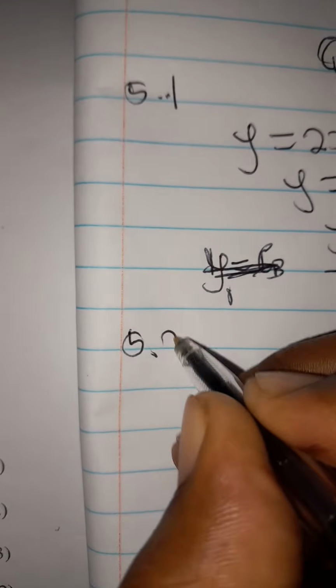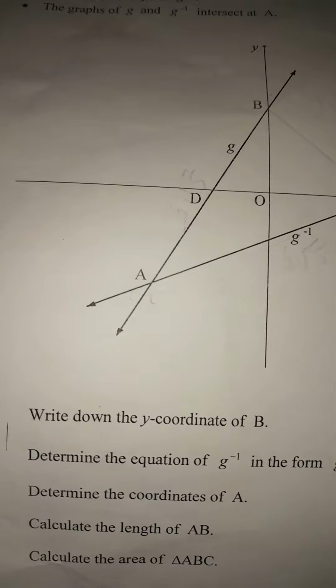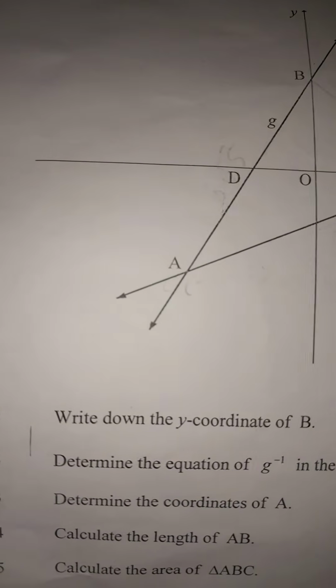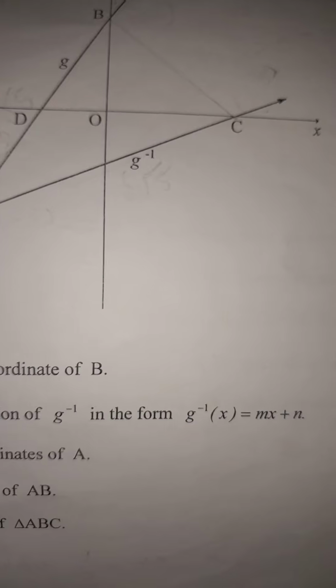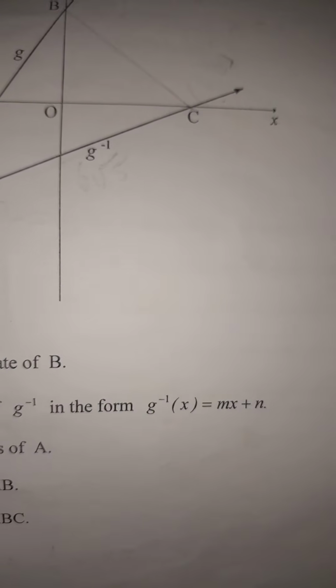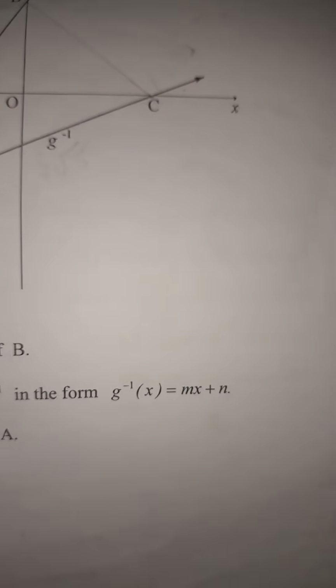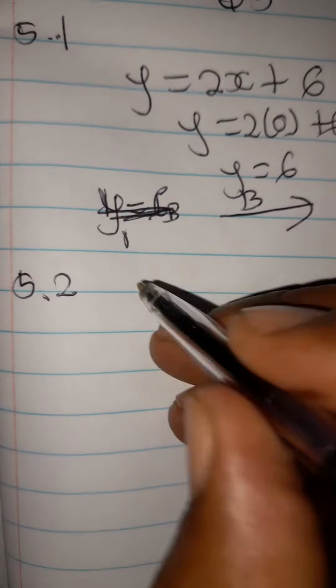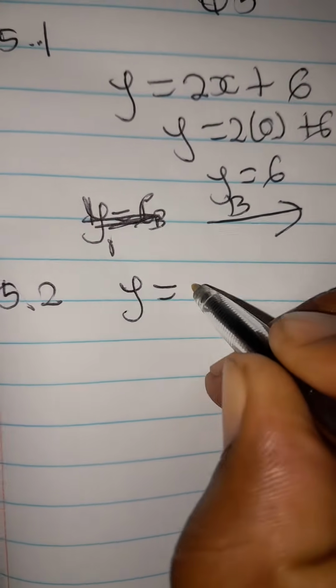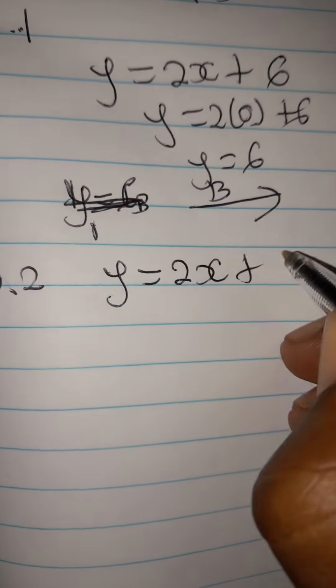Then let's go to the second question, which is 5.2. It requires us to determine the inverse of g in the form g inverse of x equals mx plus n. So how are we going to work this out? This is 2 marks. An inverse of a straight line is still a straight line. That's what you should know.